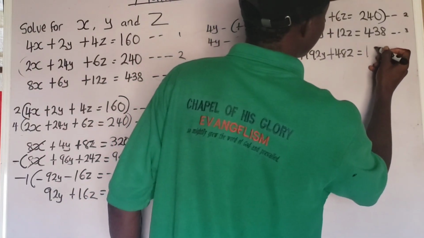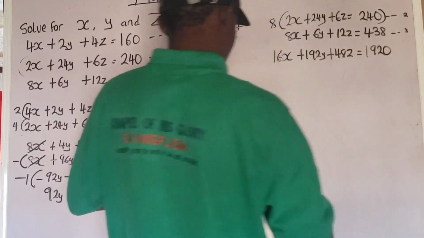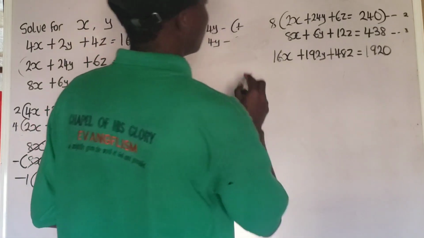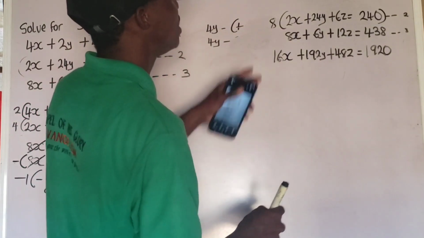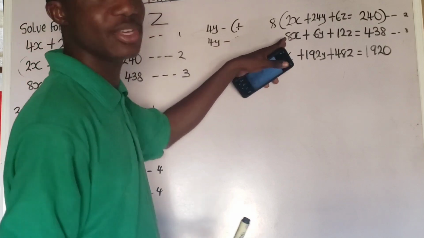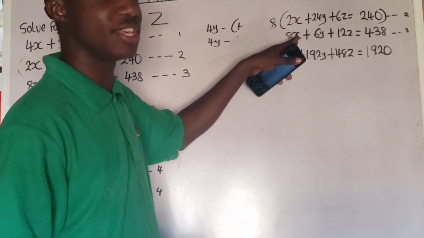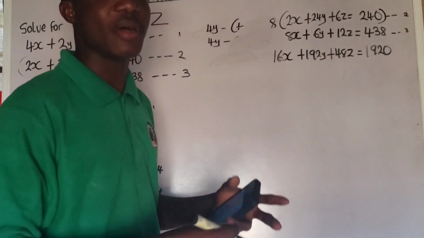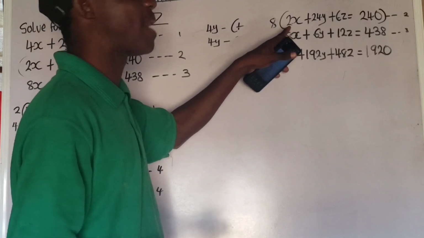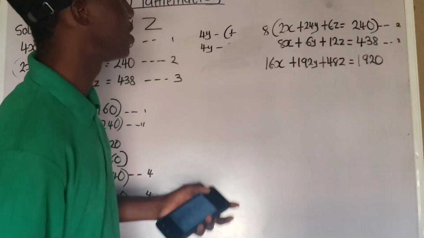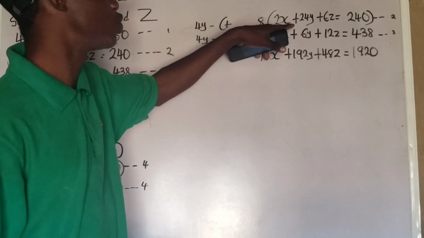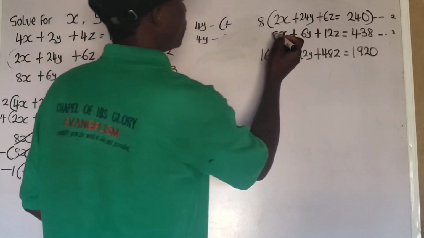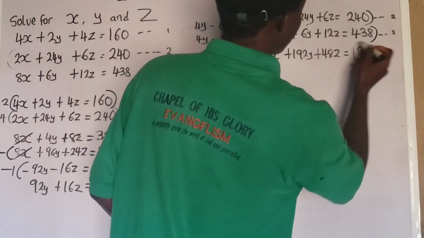1920. So I've multiplied all of equation 2 by the coefficient of x in equation 3. The coefficient of x in equation 3 is 8. 8 multiplied by all this, I got this equation. Now, the same, I'm going to multiply the whole equation 3 by the coefficient of x in equation 2. The coefficient of x in equation 2 is 2. So all of this is multiplied by 2.